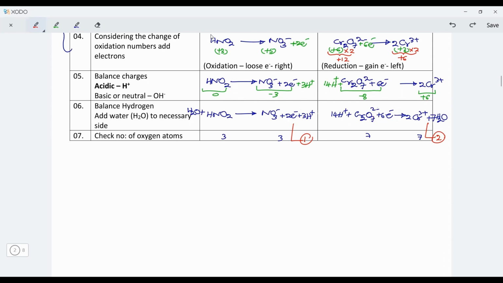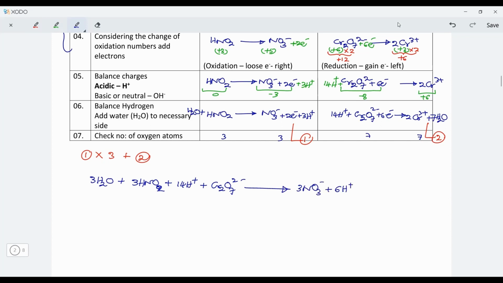That means we need to multiply our oxidation half by 3 and then add it to the second one. 3 water, 3 HNO2. Then I write the other one, 14H plus. You don't have to change the reduction reaction. Write it as it is. Then we move to the right side of the reaction: 3NO3 minus, 9H plus, then 2Cr3 plus, and 7 water.